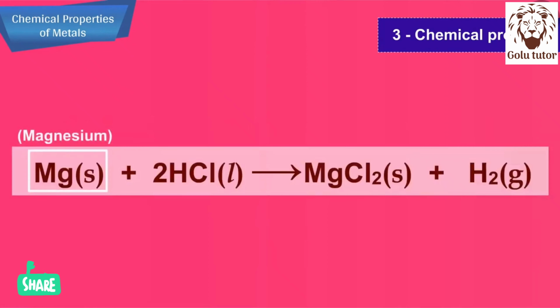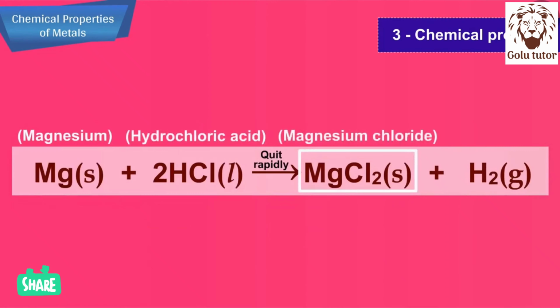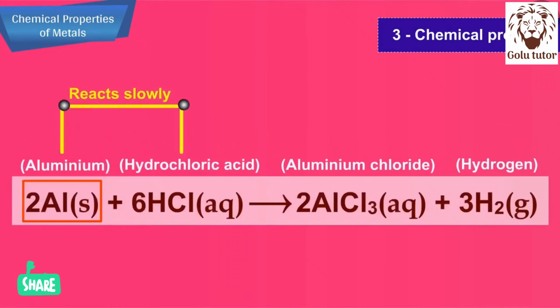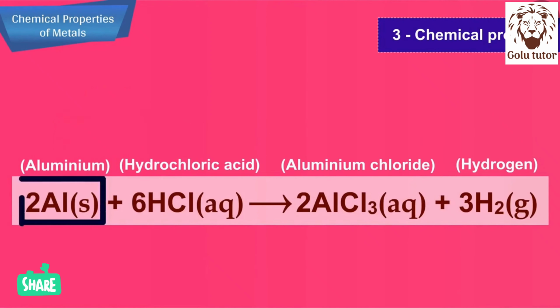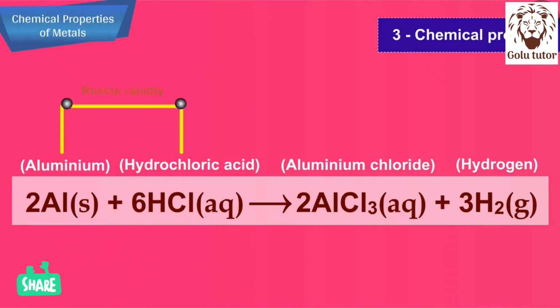Magnesium also reacts quite rapidly with dilute hydrochloric acid, forming magnesium chloride and hydrogen gas. Aluminium metal at first reacts slowly with dilute hydrochloric acid due to presence of a tough protective layer of aluminium oxide on its surface. But when the thin outer oxide layer gets dissolved in acid, then fresh metal is exposed and reacts rapidly with dilute hydrochloric acid.